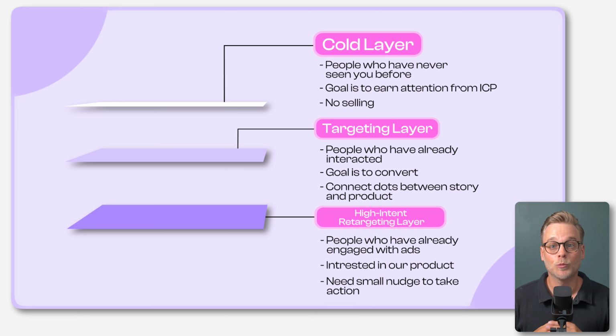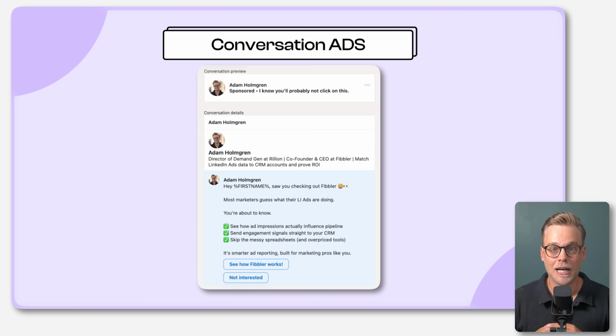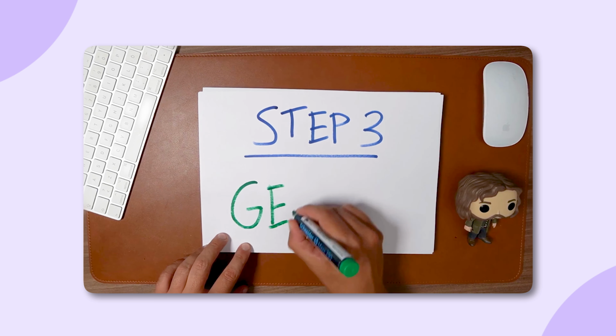And here I would run what we call conversation ads. They are ads that pop up straight in a person's inbox, and it looks like it's coming from you personally. It's a great way to say something like, hey, I noticed you've been checking out our company. Can I show you how it works? And if you click such an ad, it looks just like a regular LinkedIn DM. So very personal. Step 3 is called Get Smart.